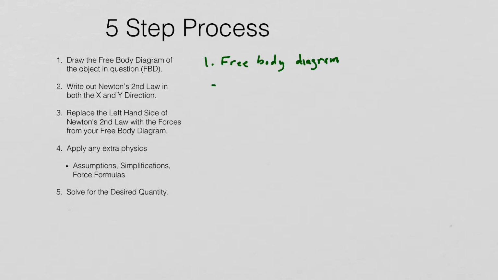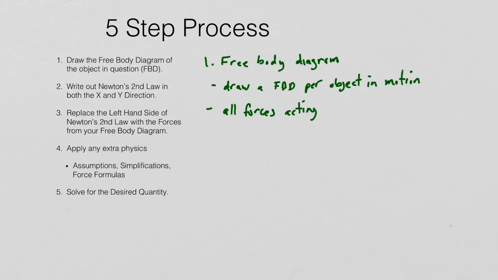So first and foremost, for the free body diagram, you need to draw a free body diagram per object in motion. So if one thing is moving, you need one free body diagram. If two things are moving, two free body diagrams, etc., etc. You need to draw all the forces acting on that body. Next, you need to have all the directions of those forces.